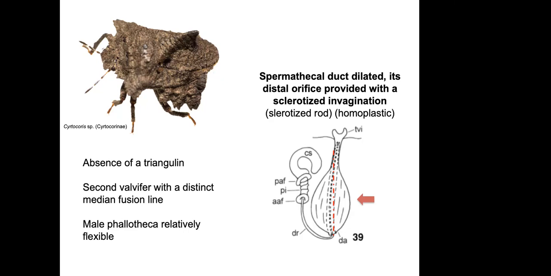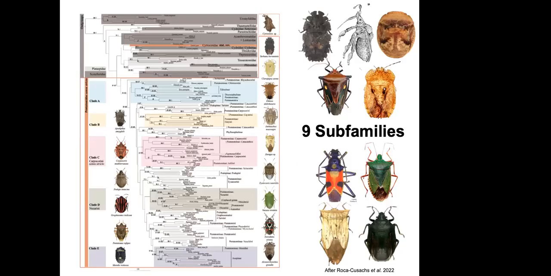So after the results obtained in the phylogeny, including so far the most number of taxa, we could decide that the family is composed of 9 subfamilies, or 9 classical subfamilies, what we consider subfamilies until date.